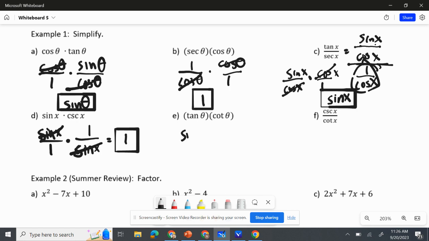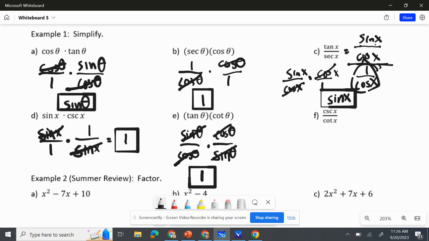Tangent is sine over cosine. And cotangent is cosine over sine. We see the sines cancel, the cosines cancel, and what we get is 1.